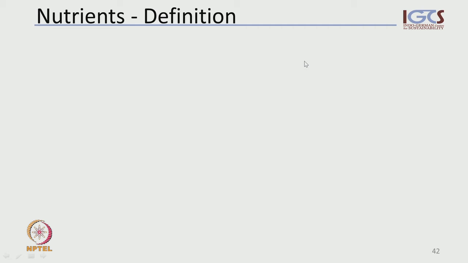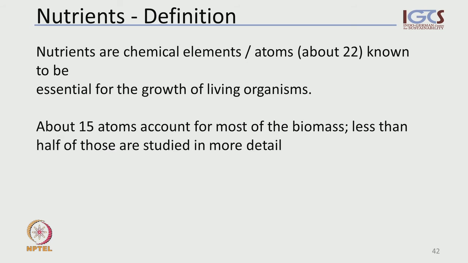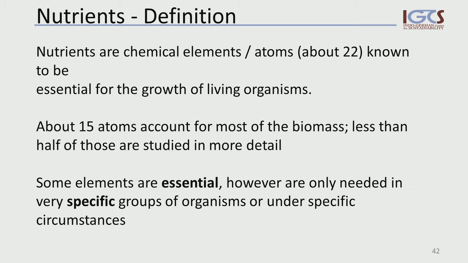We have talked about nutrient cycling. Let's look into the nutrients as such. Nutrients are chemical elements or atoms, and there are only about 22 of them which we know are essential for the growth of living organisms, and those are the nutrients. Out of those, about 15 elements or atoms account for most of the biomass. Less than half of those are properly understood and studied in detail.